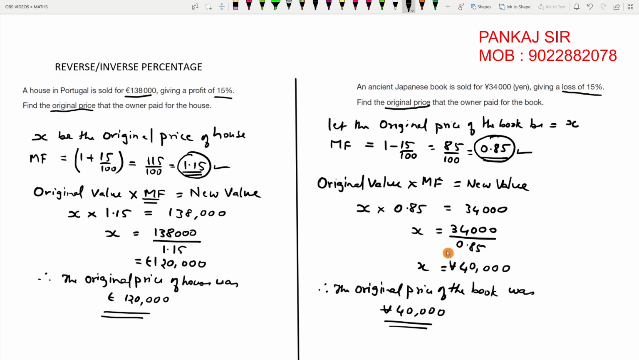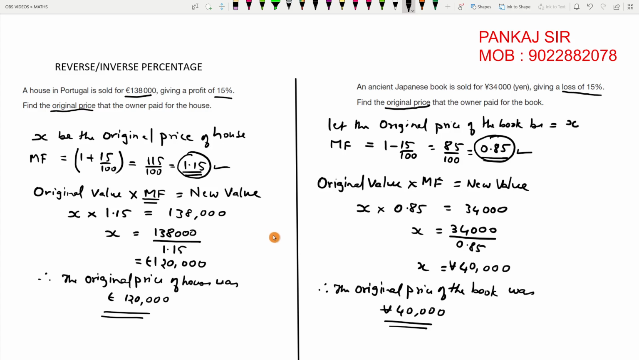And what happens many a times in the question, they may give you the original value and ask you to find out the new value. In that case, you will have to multiply the original value by the multiplication factor to give you the new value. So when you have to multiply and when you have to divide by the multiplication factor, you should very well understand. Most of the students make mistakes in this particular step only. Where they are supposed to multiply, they divide, and where they are supposed to divide, they multiply.